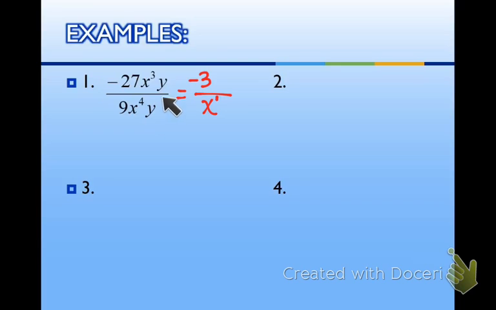Then what happens with our y's? They cancel out. So they just are gone completely. So we have negative 3 over x as our final answer.